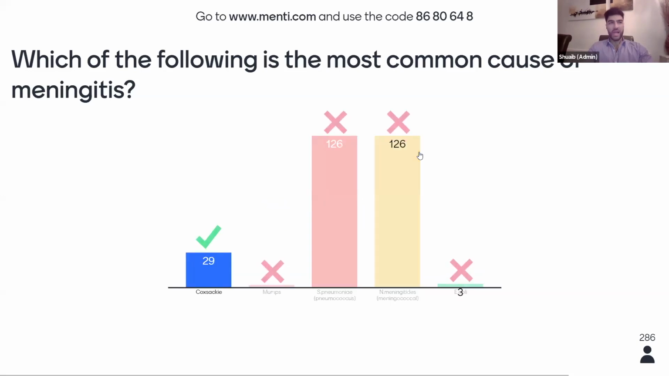Tricky one again. I can see someone answered in the chat. Please just try not to answer in the chat because it gives the answer away. If you want to answer on the quiz, go to menti.com.